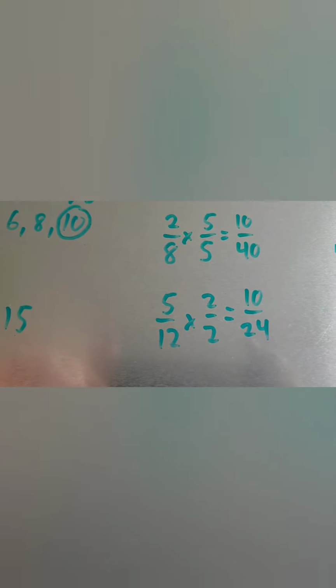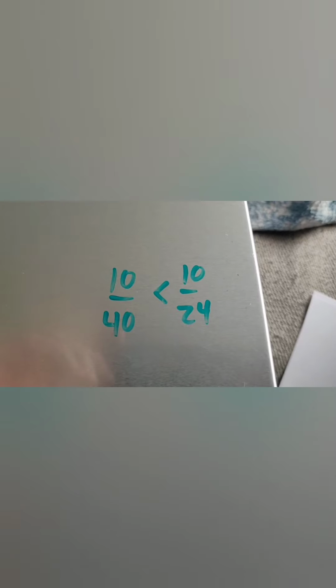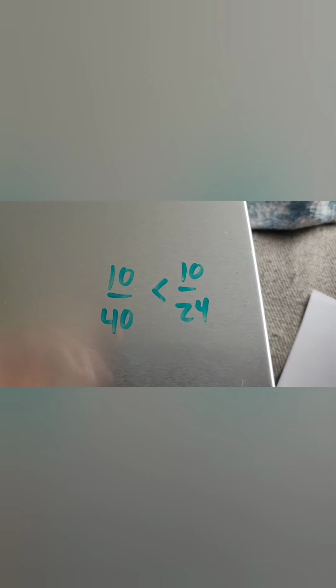Now I can compare 10/40 and 10/24. When I do that, I see that 10/40 is less than 10/24. So 10/40 is less than 10/24 because if we have a whole broken into 40 smaller parts compared to a whole broken into 24 bigger parts, 10 of the smaller parts in 10/40 is going to be less than 10 of the bigger parts in 10/24. So when you have the same numerator, the fraction with the greater denominator is lesser. So 10/40 is less than 10/24.